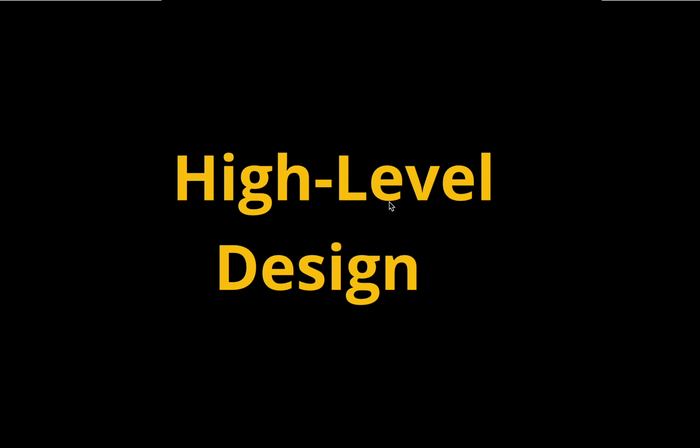Step number 3, high-level design. So now we need to sketch a high-level design. Break the system into core components: clients, load balancers, app servers, databases, etc. For a URL shortener, maybe a user submits a URL, a load balancer routes traffic, the app server generates a short code, and the database stores the mapping. Keep it simple and add details later.